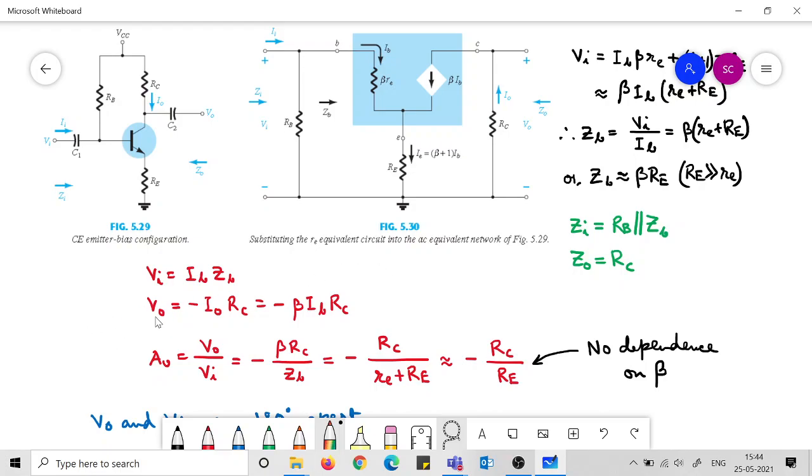So V0 is minus I0 RC. I0 is nothing but beta Ib, because this current is all that is flowing here. There is no current in this branch because no load is connected. If a load had been connected, things would have changed, but as long as no load is connected, I0 is nothing but beta Ib.